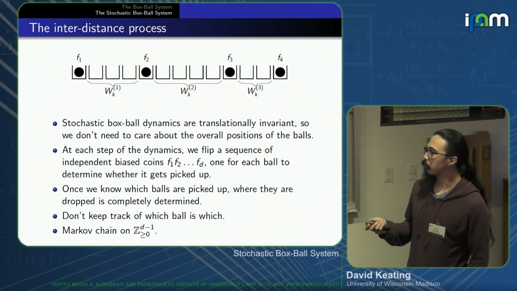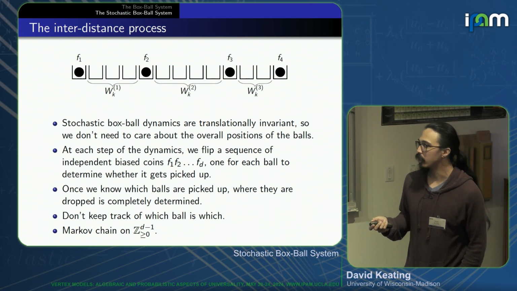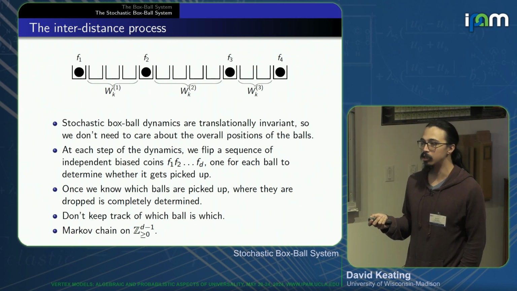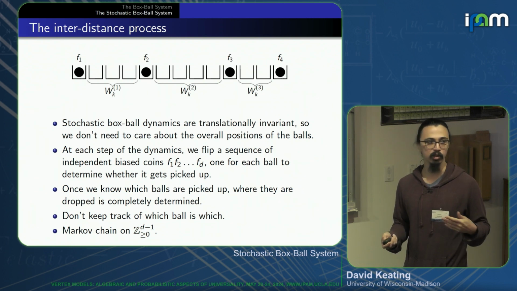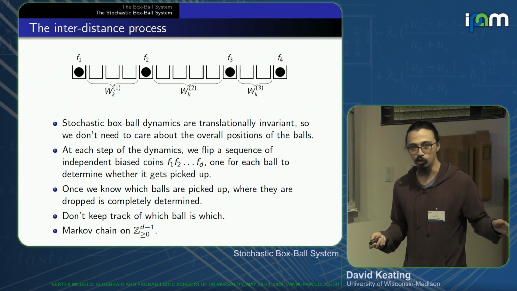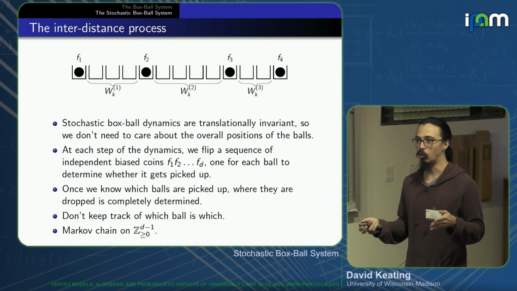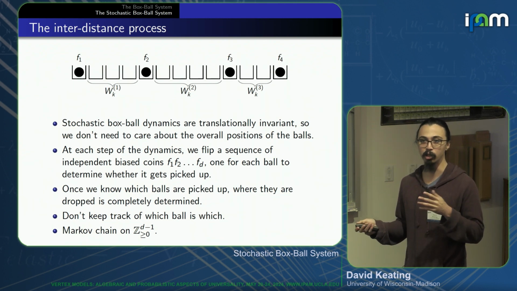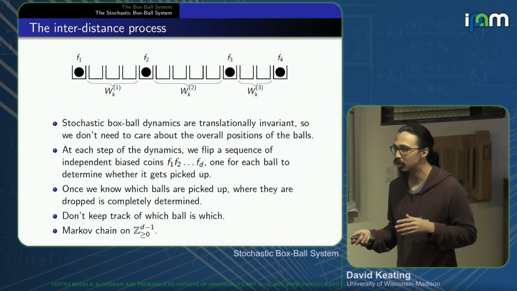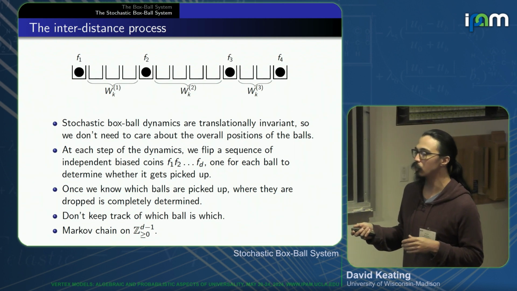We'll think about the dynamics being governed by a sequence of independent biased coin flips. We flip a coin for each ball. That tells you whether or not the carrier picks it up. You run the carrier through, and once you know whether or not you're picking up the balls, the positions where they land will be determined. So the dynamics is controlled by just this sequence of coin flips.